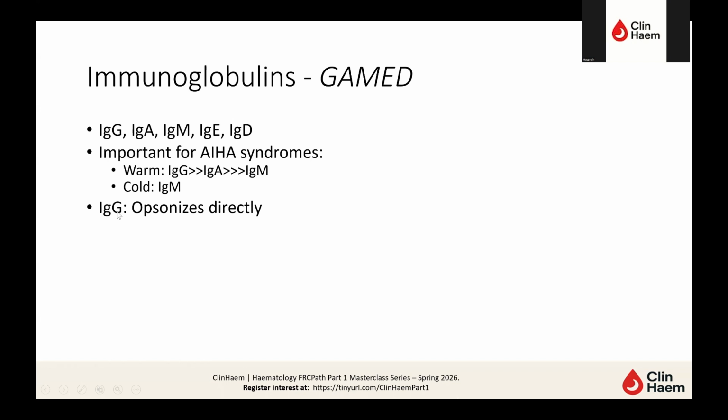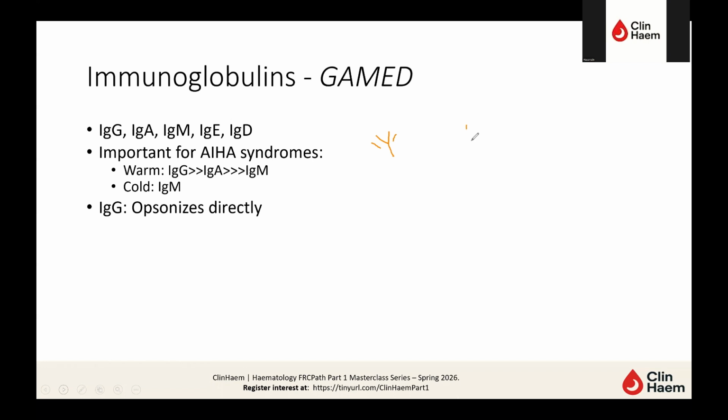If you remember IgG, what it does is it runs as a single unit. So if you remember the structure of antibodies, IgG would be something like, where's the pen? So yeah, this will be an IgG molecule, just running like this as a single unit. What it does is it will just coat the cells.